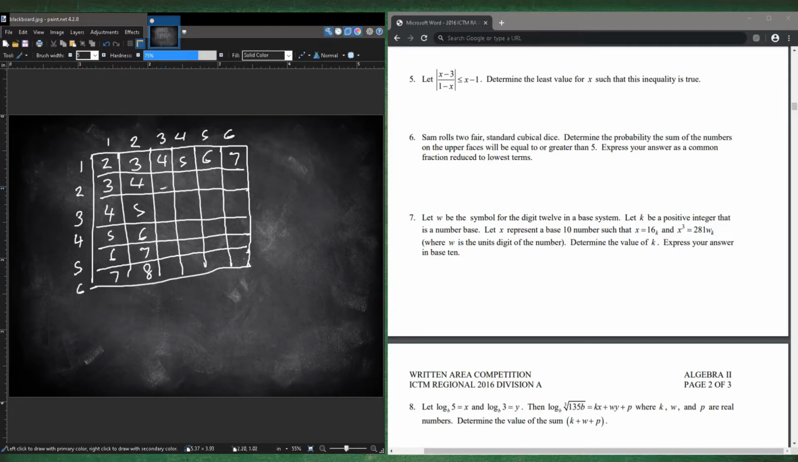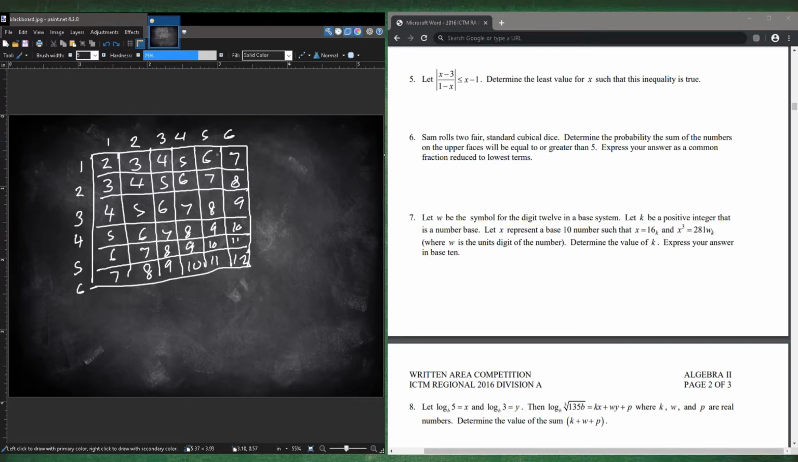2 plus 3, that's a 5. So you kind of see the pattern. So 6, 7, 8, 9. 6, 7, 8, 9, 10. 7, 8, 9, 10, 11. And 8, 9, 10, 11, 12. Okay, so these are all the possibilities. So it's greater than or equal to 5, right? So it's all these numbers down here. Okay, so what's the total number of possibilities?